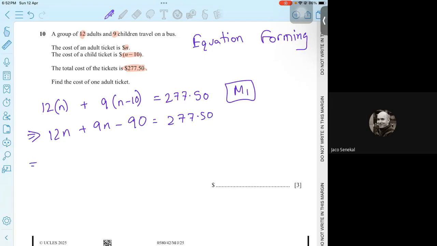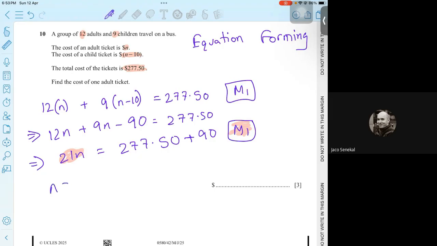Let's group and collect. So 12N plus 9N, that is 21N, is equals to 277.50 plus 90, right? I believe this is where the second M is. So for writing this equation, where we have the knowledge that after this equation forming, we have to make N the subject, I get the second mark of this question. So even if I have not solved for the answer of N, or I have not written the value of N, I still get this mark. I get 2 marks already, okay?